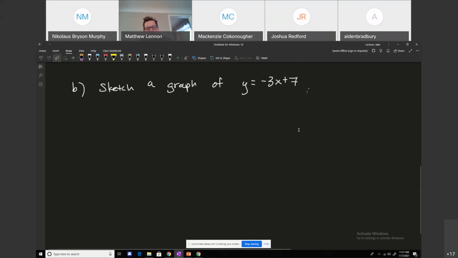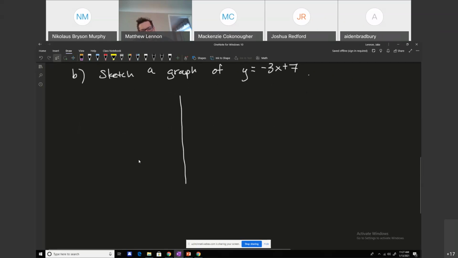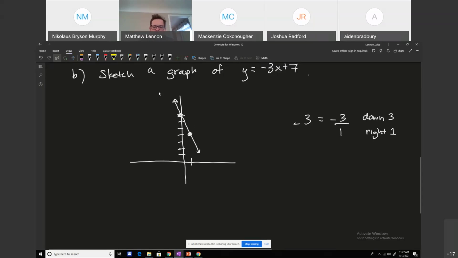So again, we find our y-intercept to start. So all the way up here, it's 7. So here we are. And then negative 3, we actually want to think about as negative 3 over 1. So in my mind, this is going to be down 3 and right 1. So from this point, I'm going to move down 3 units, 1, 2, 3, and to the right 1. And I get this graph. So pretty basic stuff there.